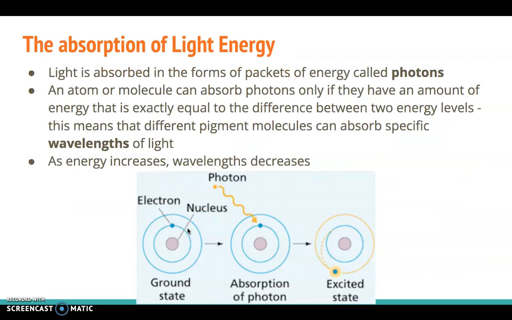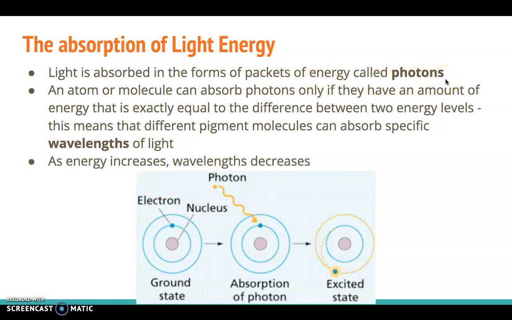Okay, so to understand photosynthesis, you have to understand how atoms and molecules absorb photons of light. Light from the sun is a wave of energy, and different atoms and different molecules have the ability to absorb certain levels of light. Light is absorbed in the form of packets of energy called photons.